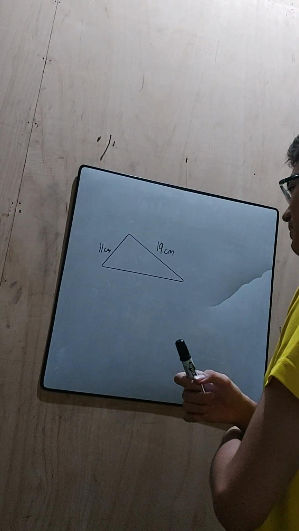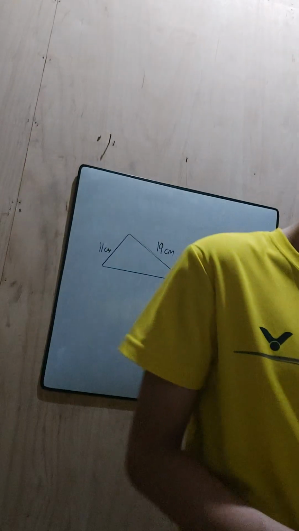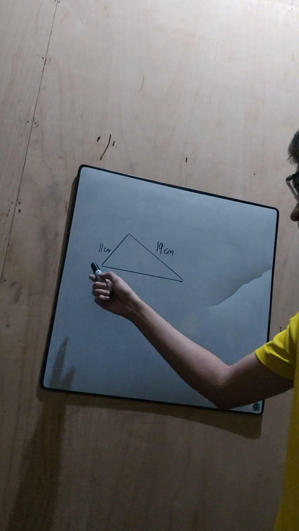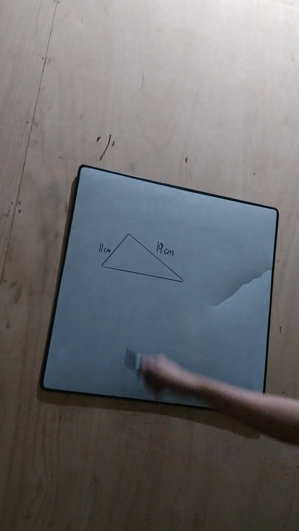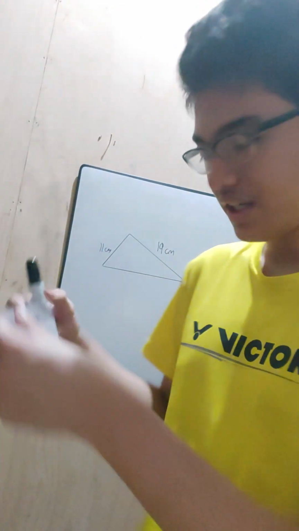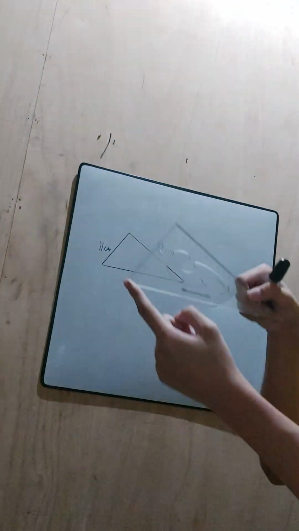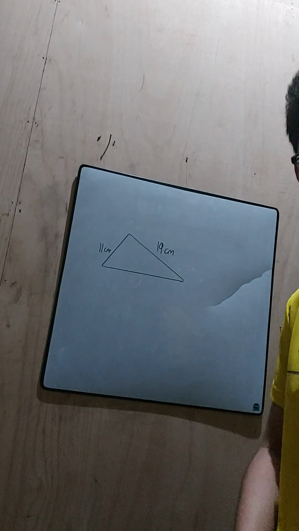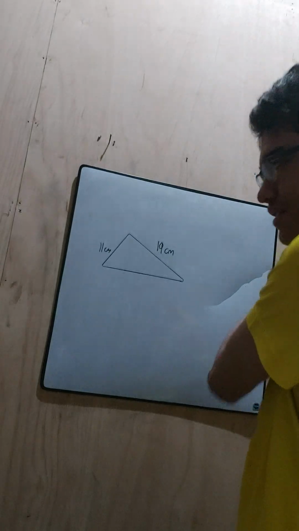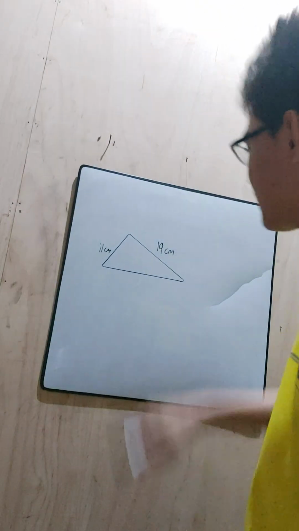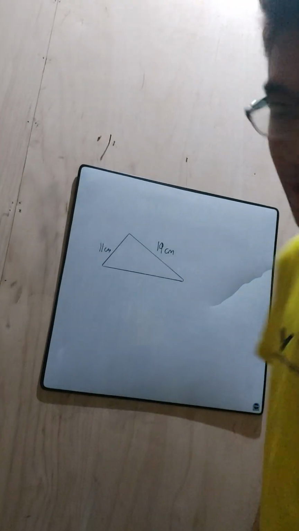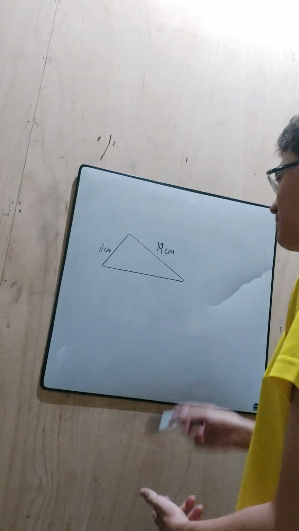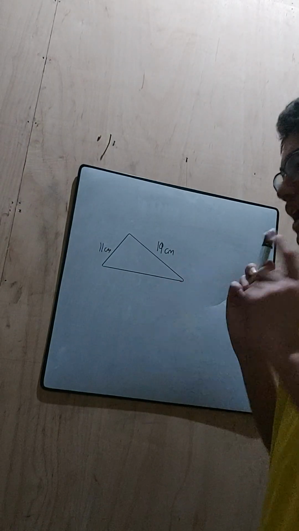Alright, so this is our A, this is our B, alright? But in our triangle, unfortunately, this does not have a measure. We don't know what this is. What's the measure of this hypotenuse? We don't know what it is, alright? So again, this is 11 centimeters. This is 19 centimeters. Now how do we get the length of the hypotenuse with only A and B given?